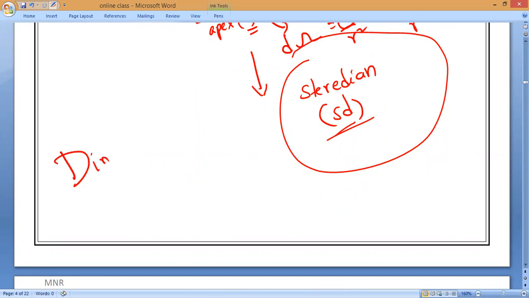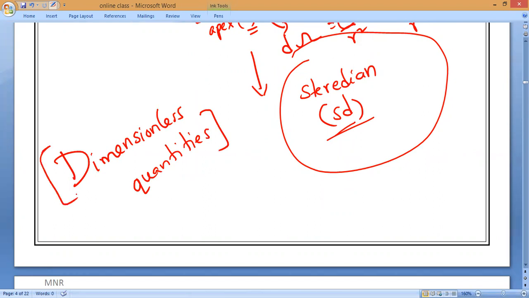Remember, both radian and steradian are dimensionless quantities. So what is dimension? We are going to study it now. Just remember, the symbol for radian is R, and for steradian I have written SD, which is a shortcut, and you can also write SR. Nothing is wrong there. Both these are dimensionless quantities, and you will understand what dimensionless means.